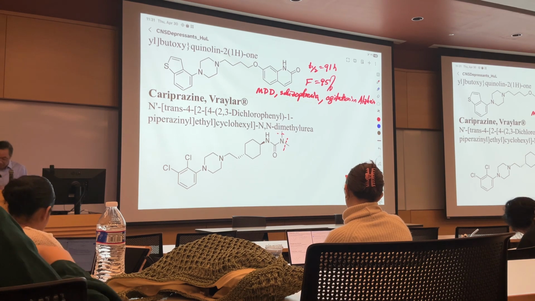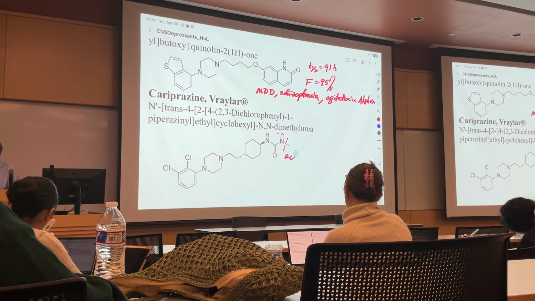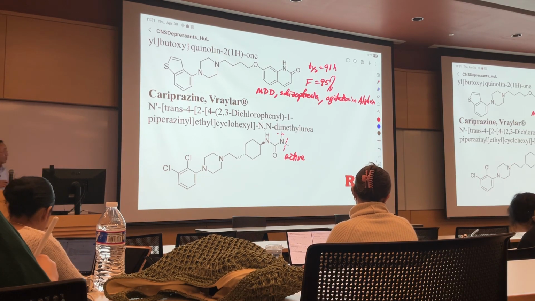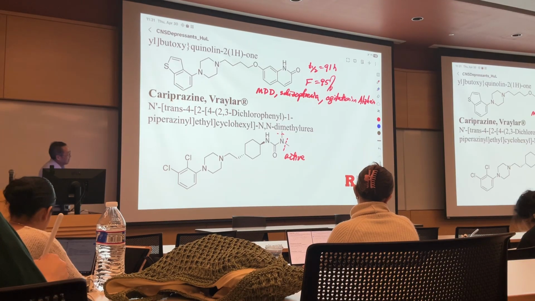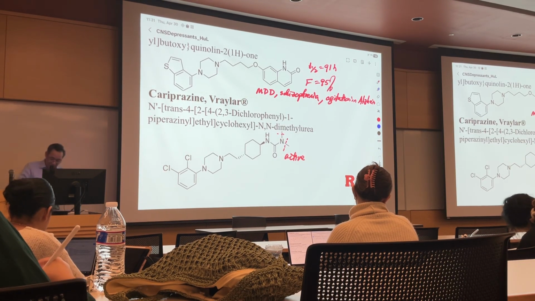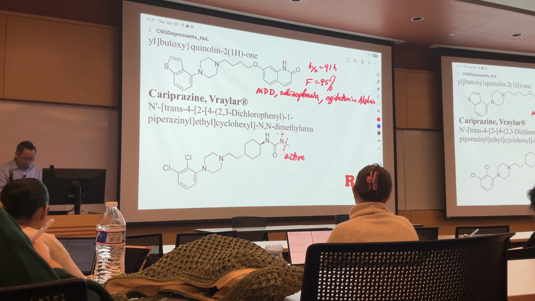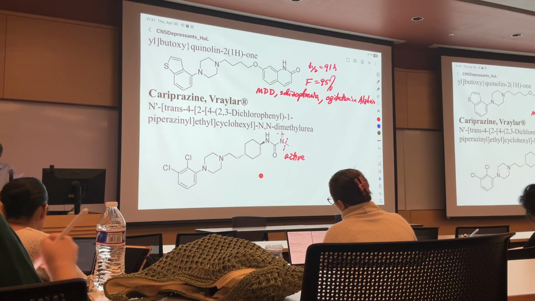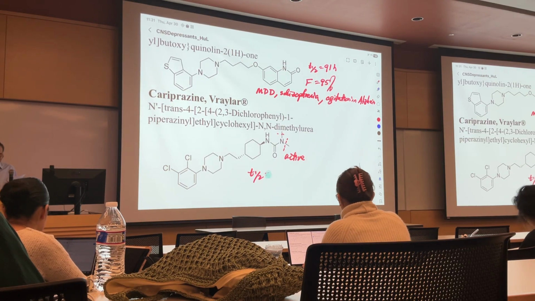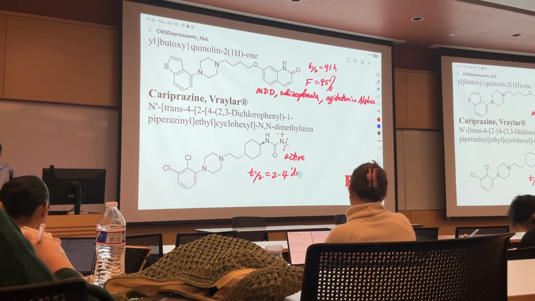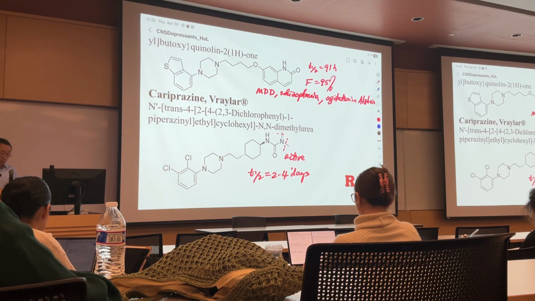So they're considered active metabolites after the methyl is removed, because the methyl itself, in this case, doesn't really do much. But then if you remove it, you still have an NH, electronically very similar to the parent drug molecule. So the advantage of this drug molecule, the half-life is 2 to 4 days in patients, 2 to 4 days.